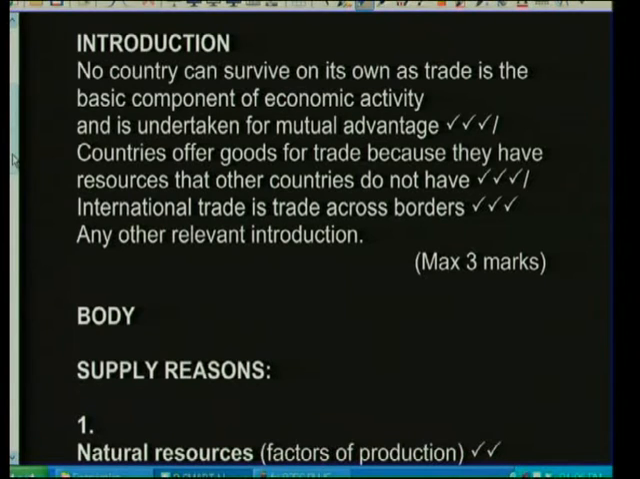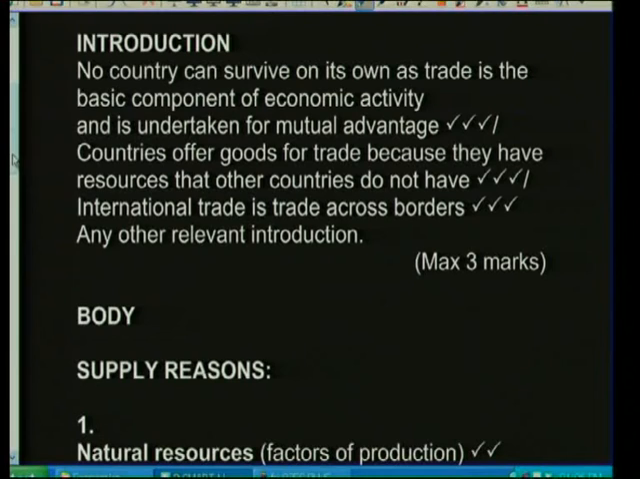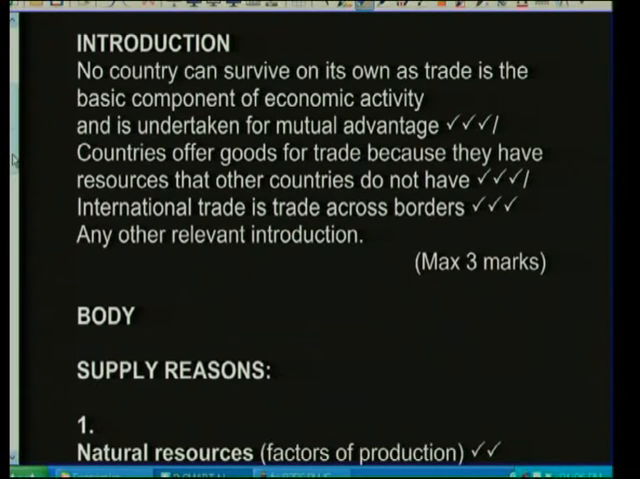And we know that we cannot produce everything that we need for ourselves. The second possibility for the introduction is that countries offer goods for trade because they have resources that other countries do not have. And this will be repeated in your discussion later on, where you indicate that certain resources are only available in certain countries and for different reasons. The next possibility: international trade is trade across borders. In other words, trade between different countries. And your introduction will be worth 3 marks.